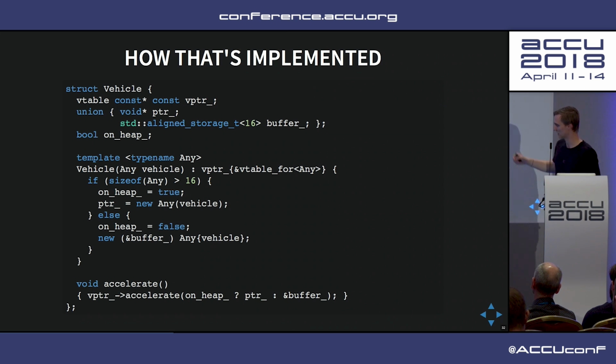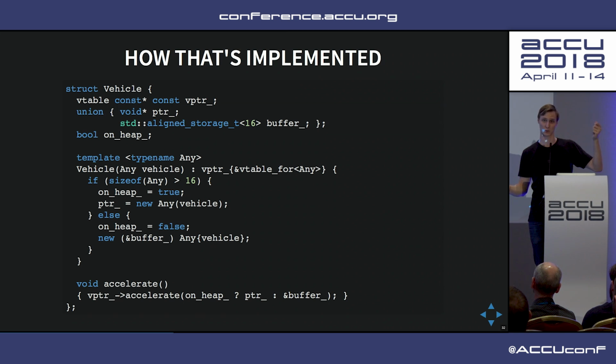And then when I want to call a virtual method, I go to my Vtable, and I get the actual implementation. I get the actual method that I want to call. And then I call it on either my pointer to the heap or the beginning of my small buffer, depending on whether it was on the heap or not.